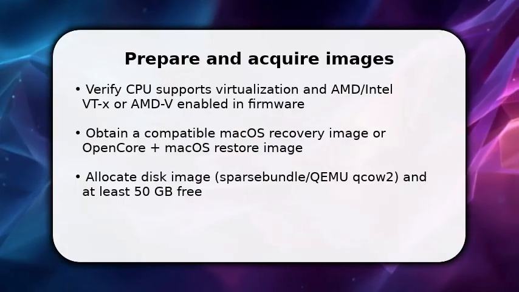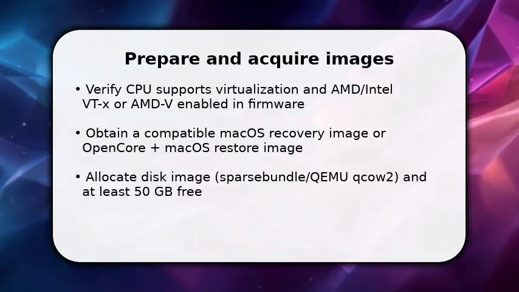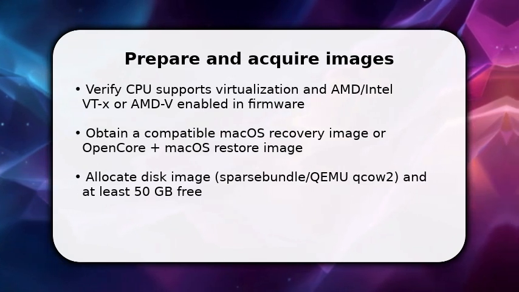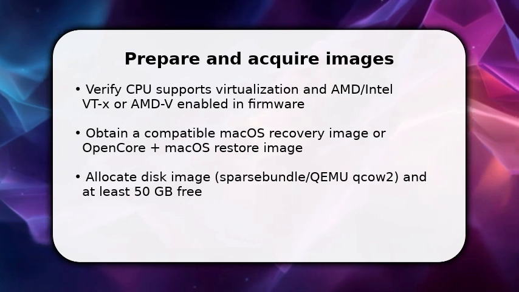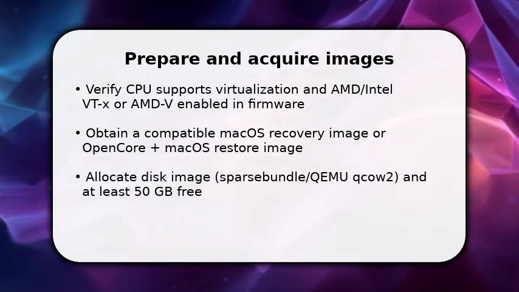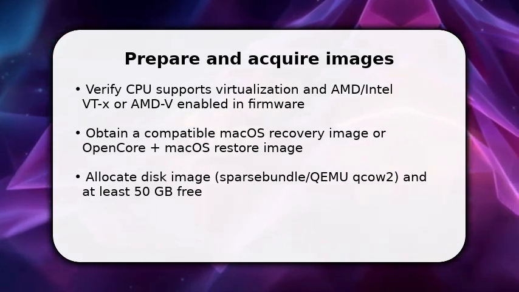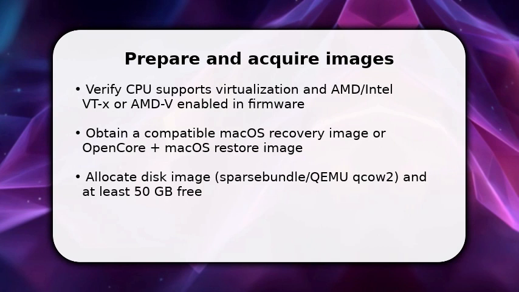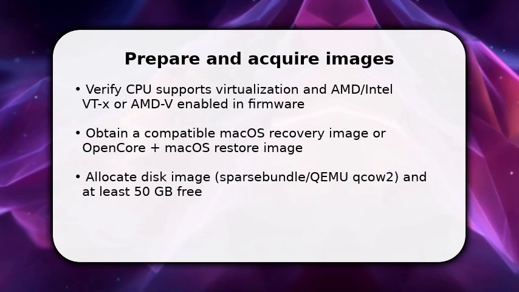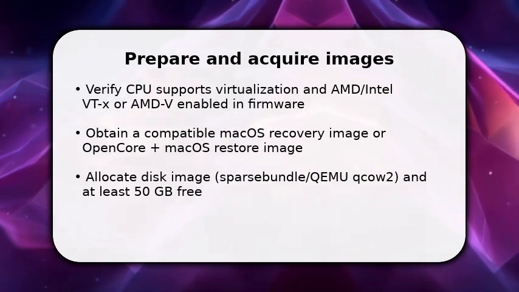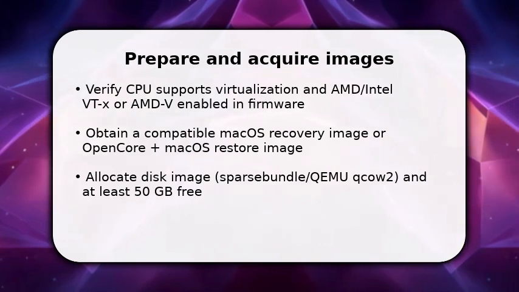You start by ensuring your hardware can run a Mac OS virtual environment. Enable virtualization in firmware and confirm SSE/AVX where needed. Next, download a legitimate Mac OS recovery image or build an open-core Mac OS restore image. This provides the firmware shim and necessary kexts. Create a disk image in QCOW2 or sparse bundle format and allocate at least 50 gigabytes. Once done, install QEMU/KVM or VirtualBox on Linux and prepare networking and USB pass-through. This sets the foundation to boot Mac.